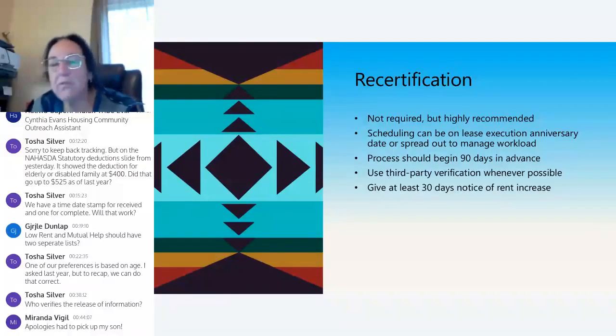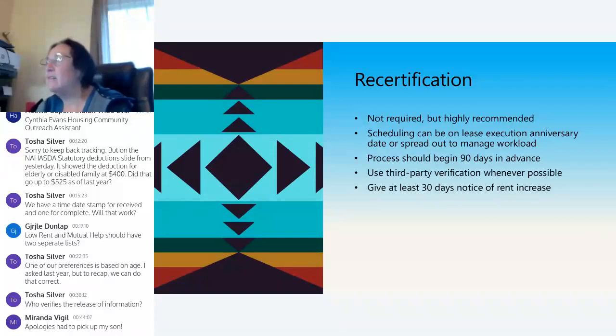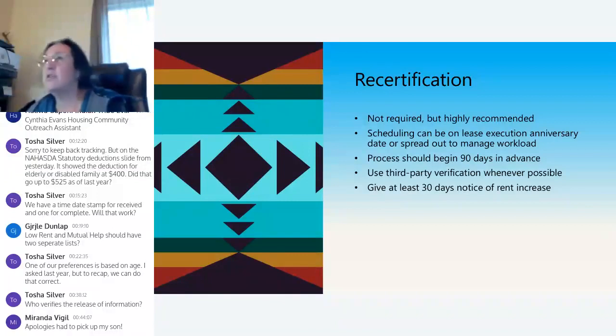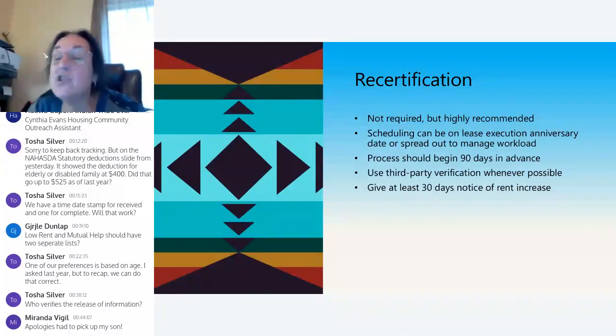So recertification: not required, but highly recommended. It's very highly recommended because you have to prove that you're not charging them over 30% of their income. How are you going to do that if you're not recertifying them? Do it once a year. Do it more if they're an active participant whose income goes up and down, and they add somebody to the family and they have a baby and somebody becomes a senior. A lot of things can affect that amount. Okay. Scheduling can be on a lease execution anniversary, or you can do them all at once. We used to do our inspections and our recertifications basically at the same time.